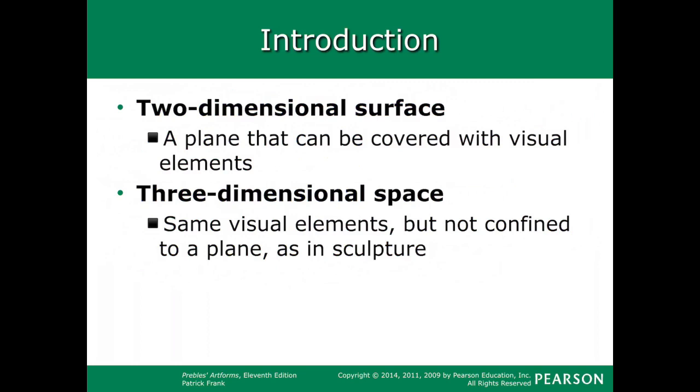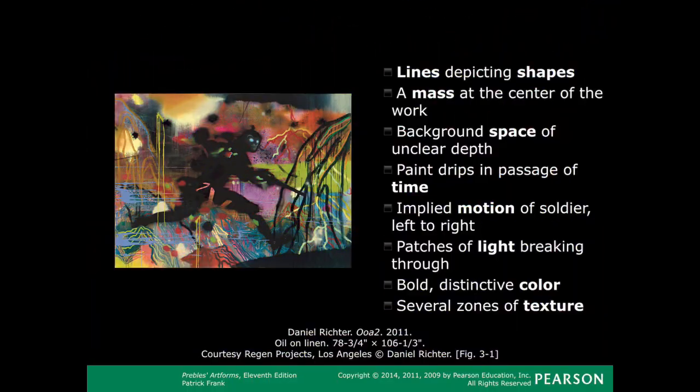Even though we are looking at objects that might be three-dimensional, we are basically looking at a flat surface. And on the other hand, we have three-dimensional space, where they use many of the same visual elements as a 2D surface, but it's not confined to a plane. Something like a sculpture, something that is tangible, something that you can see from different directions.